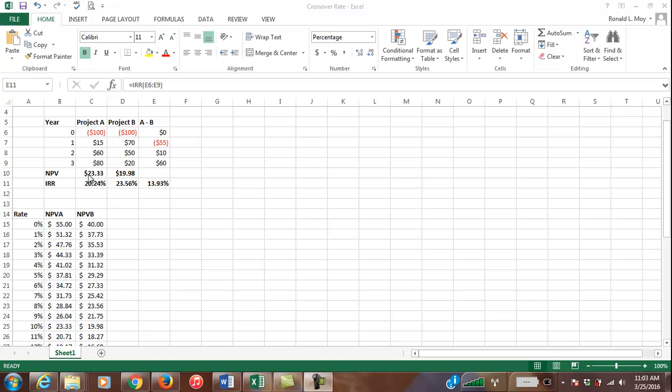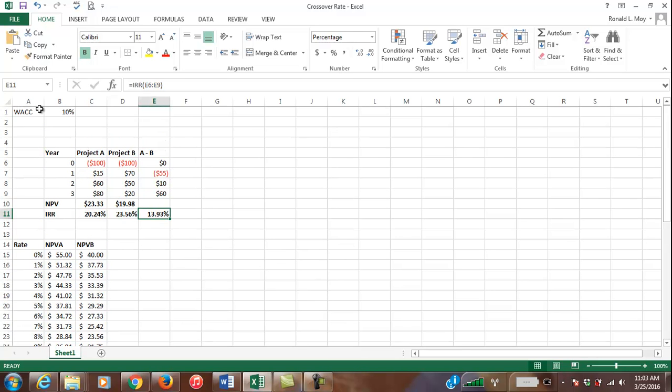And if you calculate the NPV and the internal rate of return for both of these, you'll see the NPV for A is $23.33. It's $19.98 for Project B. So using the NPV criteria, A is better than B. If you calculate the IRR, it's 20.24% for A and 23.56% for B. And so B would be preferred to A using the IRR approach.